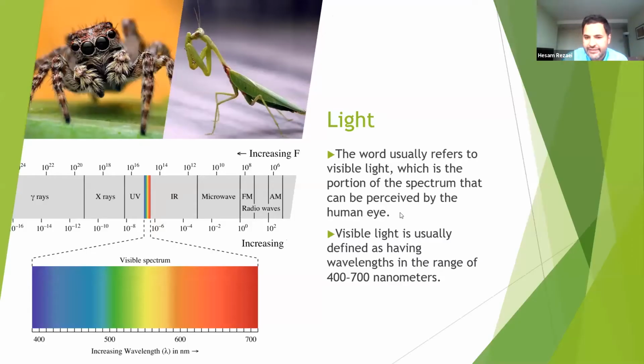So visible light is approximately a wavelength in the range of 400 to 700 nanometers. So this is what we want to see. Nothing after that, nothing before that. This is why we usually have a UV filter in front of our lens. When you try to buy your camera or your lens, usually they also provide you a UV lens.